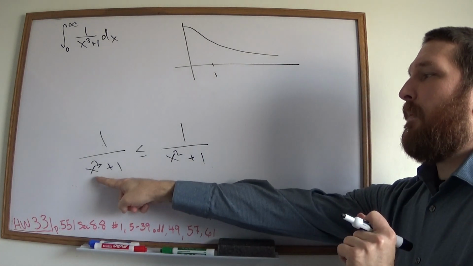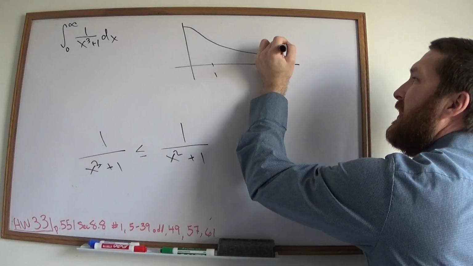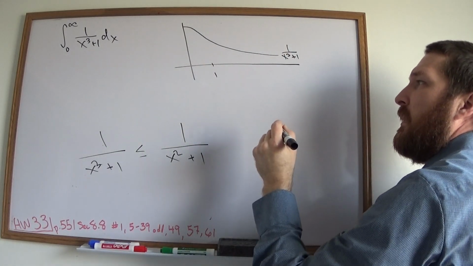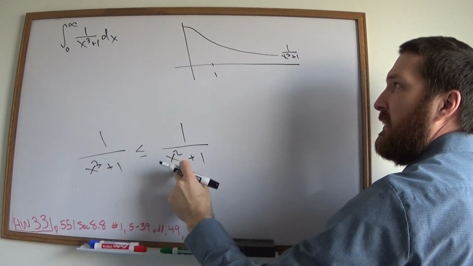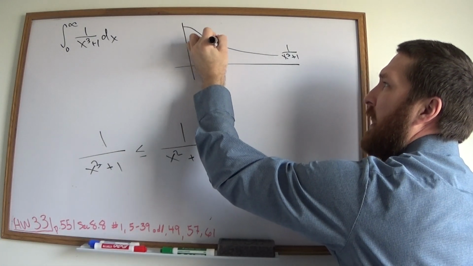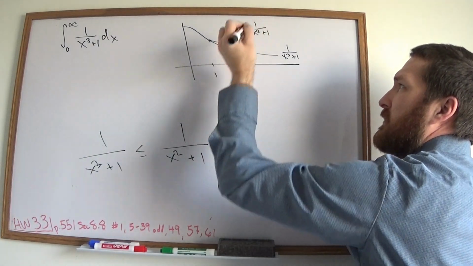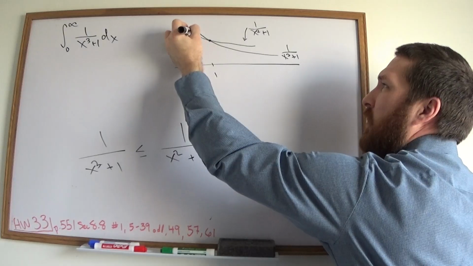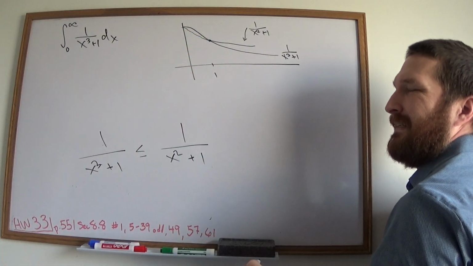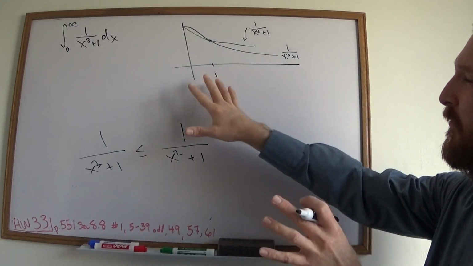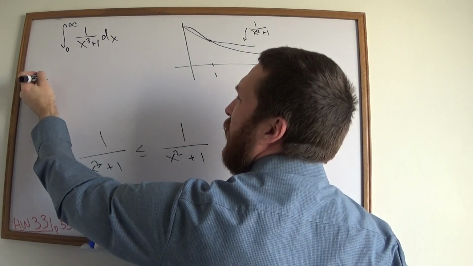So this is 1 over x cubed plus 1. And indeed, this thing is bigger when you're past 1. This one is 1 over x squared plus 1. But it's smaller down here. But we don't really care. We could just say, well, okay, hold on.